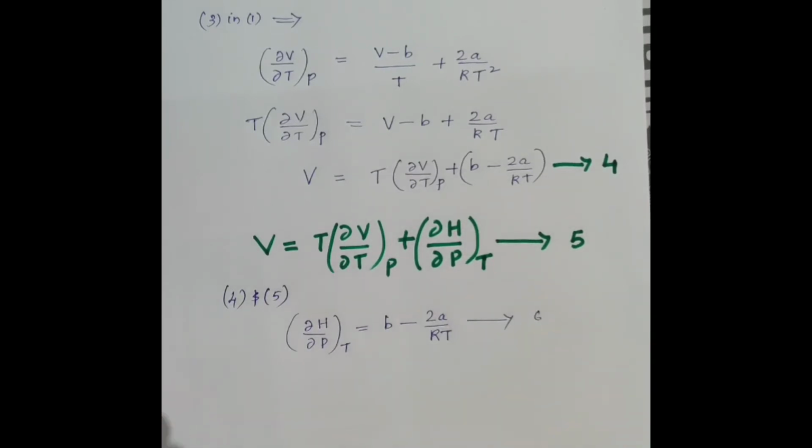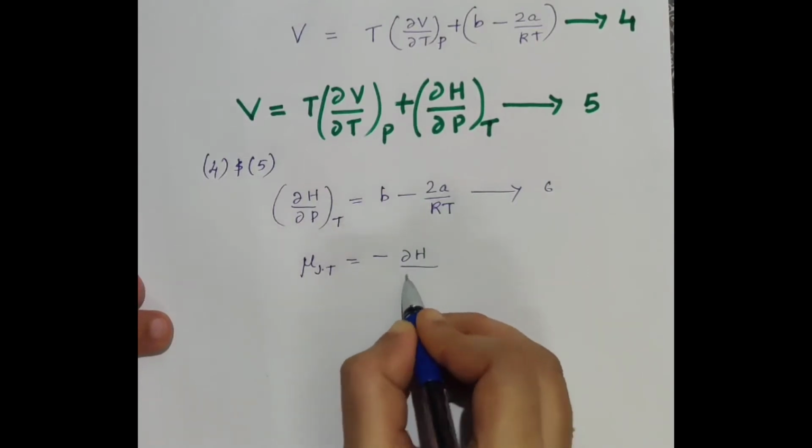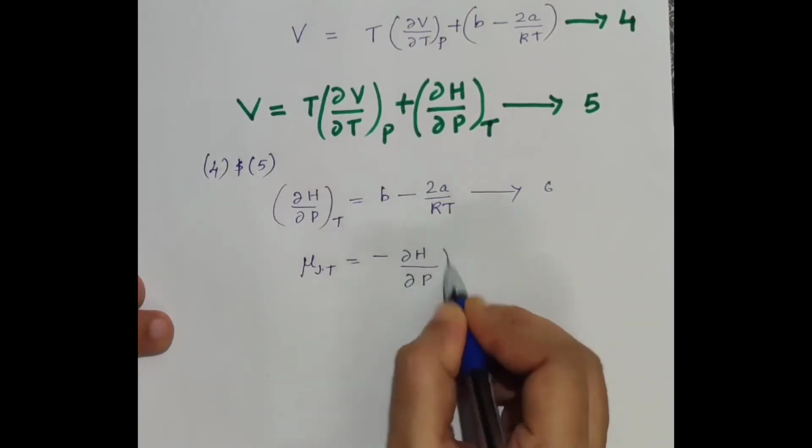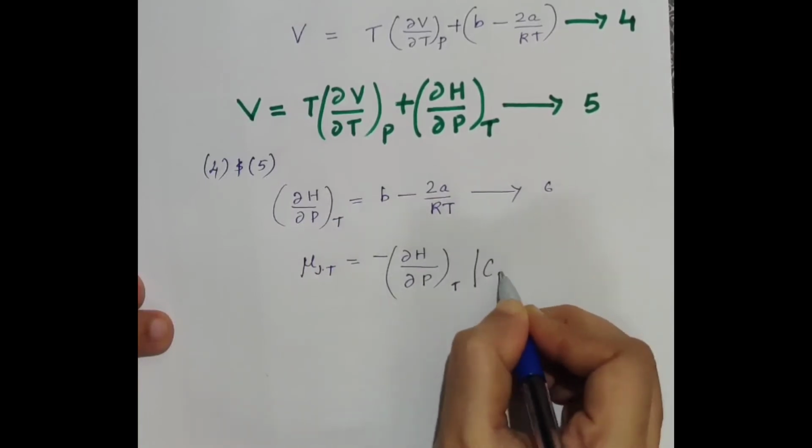We already know that mu JT, the Joule-Thomson coefficient, is equal to −(∂H/∂P)_T / Cp.